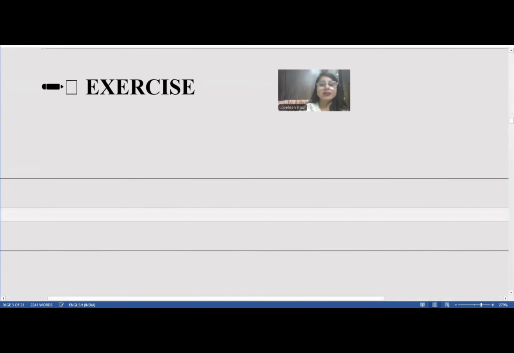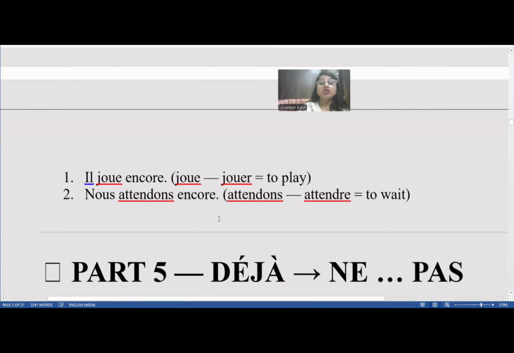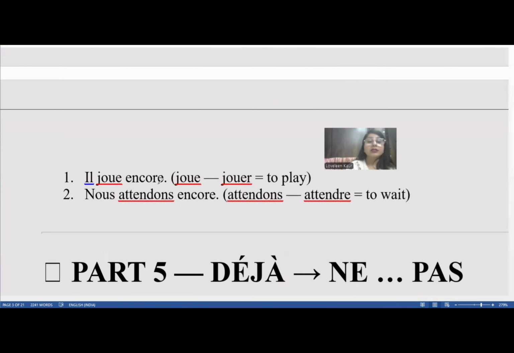Now let's see more exercises. For example, if I say il joue encore, means he still plays.